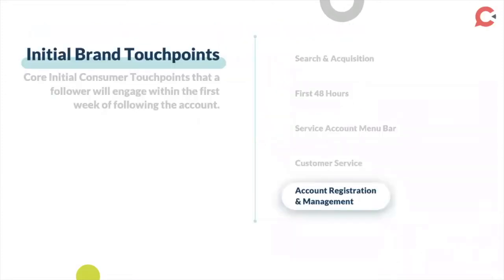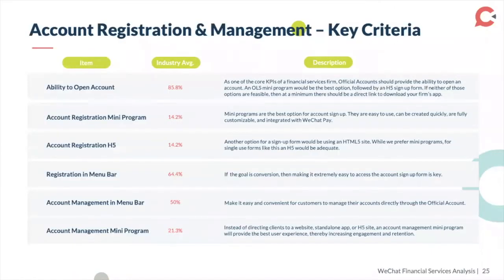Last but not least, account registration and management. Some key criteria here: we see 85% of accounts have the ability to open accounts. We recommend OLS, the online sign up mini program, if you have development capabilities. Other options can be an H5 sign up form or a redirect link to download your firm's app. Among those 85%, only 14% have an account registration mini program, and 40% use account registration H5.